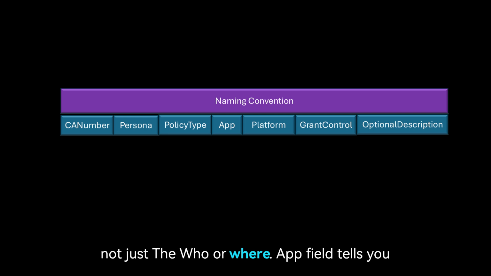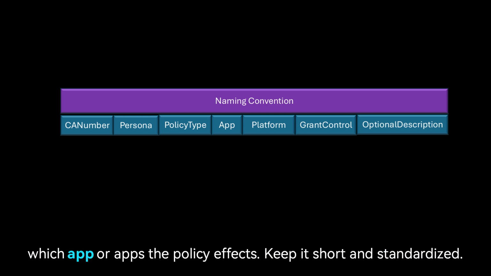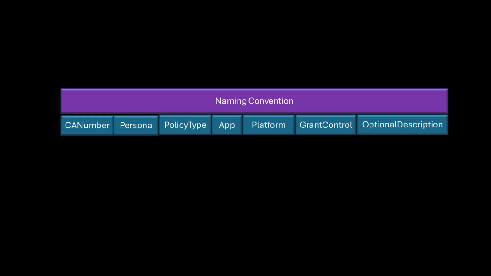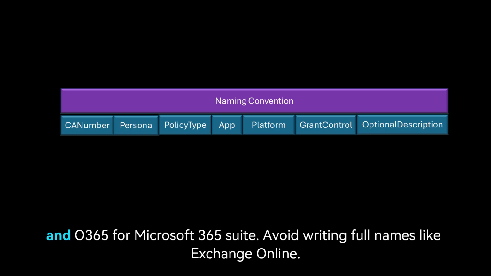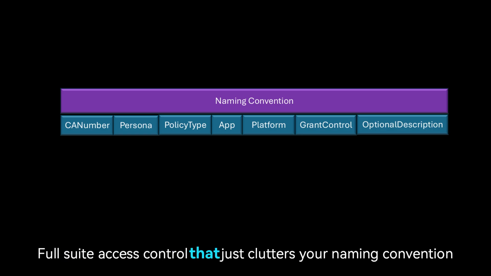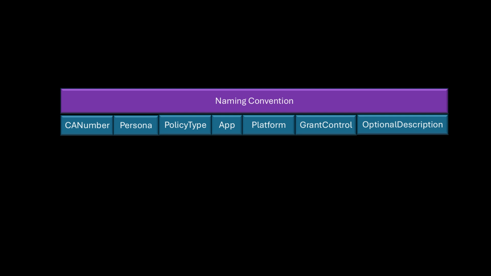The app field tells you which app or apps the policy affects. Keep it short and standardized. All apps for covers everything, EXO for Exchange Online, SPO for SharePoint Online, and O365 for Microsoft 365 Suite. Avoid writing full names like Exchange Online Full Suite Access Control. That just clutters your naming convention and adds confusion.